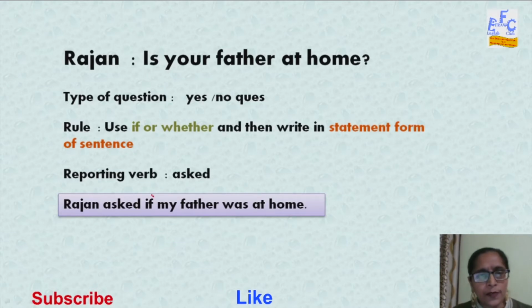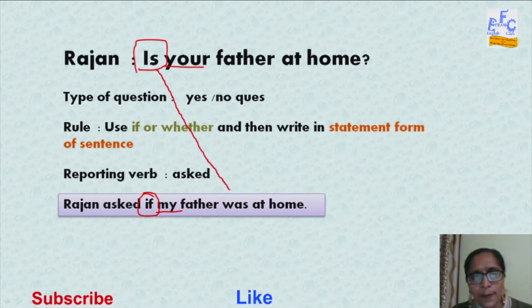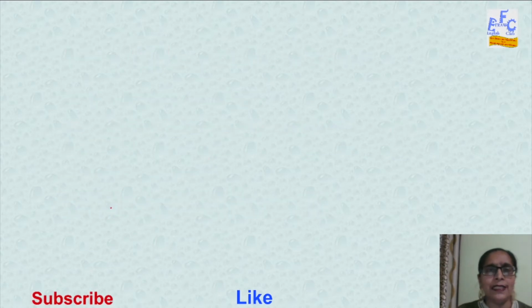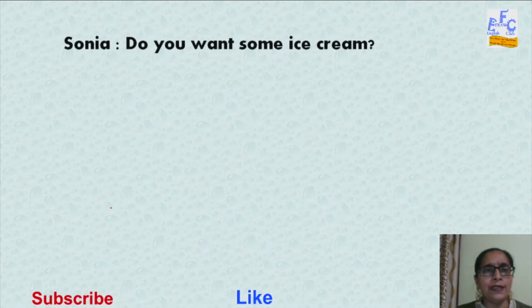Here we have used the connector if, and then "your father": the pronoun goes back to the speaker, so it will be the first person pronoun. And the verb is will be converted into the past tense, was. So the indirect speech for "Rajan, is your father at home?" will be: Rajan asked if my father was at home. Let's explore another sentence.